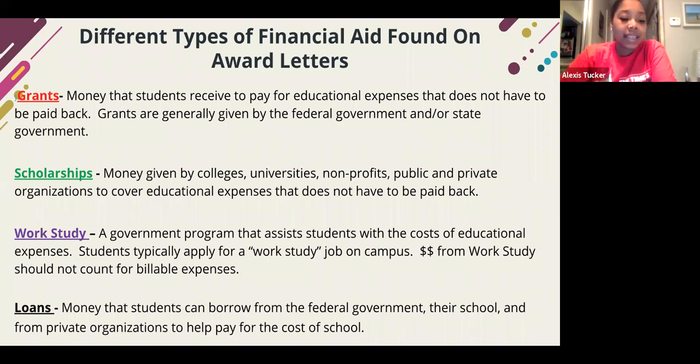And lastly, there are loans. You'll hear a lot about that when we have our financial aid college conversation. So loans are money that do have to be repaid to your federal or state government, or to the school directly, or maybe even from a private organization if you choose to take out loans, through a bank or any other sort of program. So those are the four different types of financial aid that we're going to talk about, and we're going to analyze on our financial aid letters: grants, scholarships, work study, and loans.